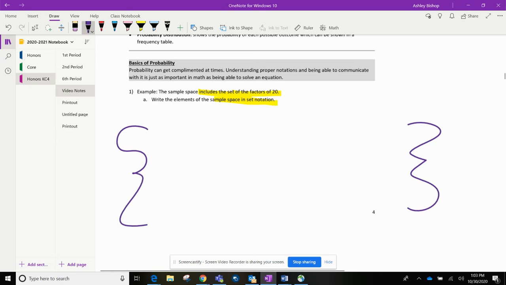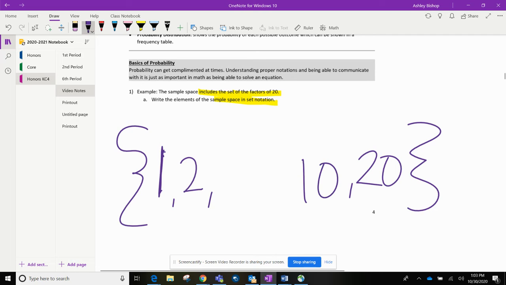The factors of 20 are the numbers that multiply together to get 20. So I get 1 and 20 multiplied to 20. 1 is the smallest number, 20 is the biggest number that will be here, so I put them on each side. 2 times 10 also equals 20, so I have 2 and 10. And then 4 times 5 will also multiply to 20.